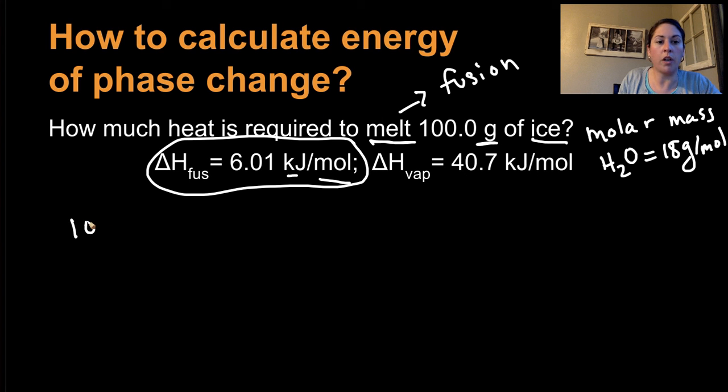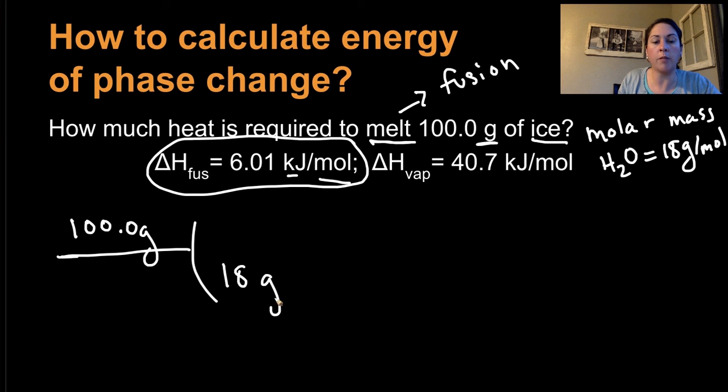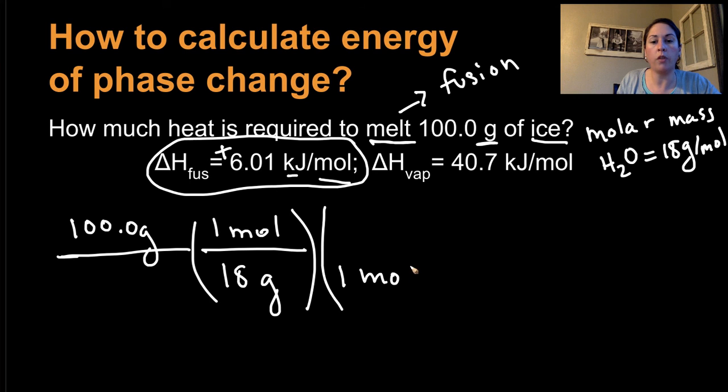Okay. So what we want to do is set this up. We're going to start with our 100 grams of water. Our first conversion, we want to go from grams into moles, so I'm going to use 18 grams on the bottom for every 1 mole of water. And then the second thing is that we want to use this value here. Now, since fusion is melting, we're going to use the positive value of this. Okay, so for every 1 mole of water or of ice, to melt it, it's going to be 6.01 kilojoules.